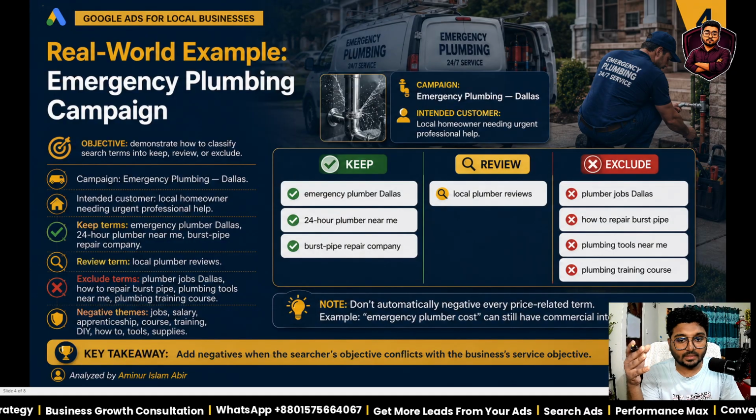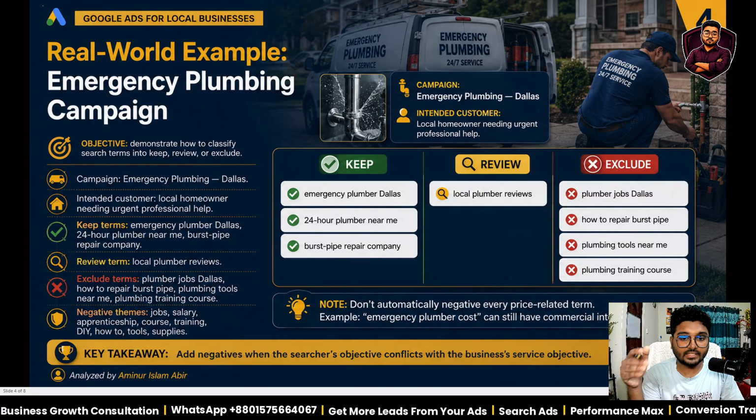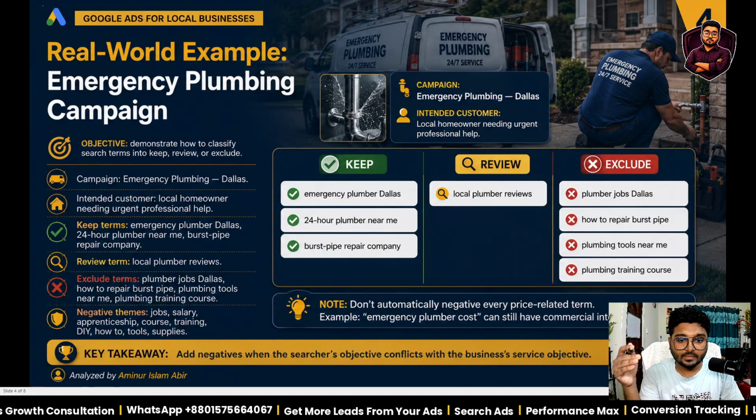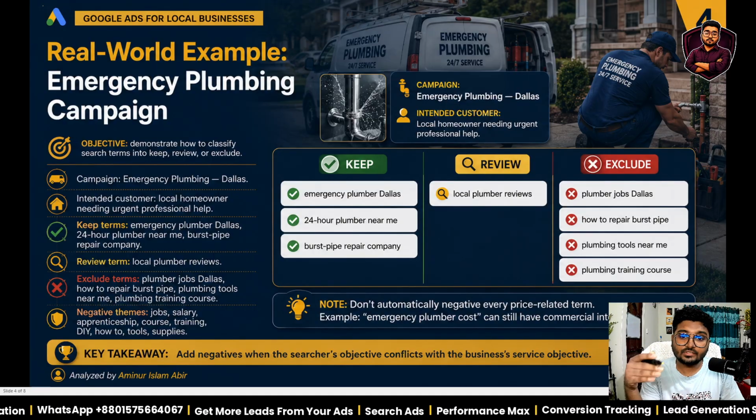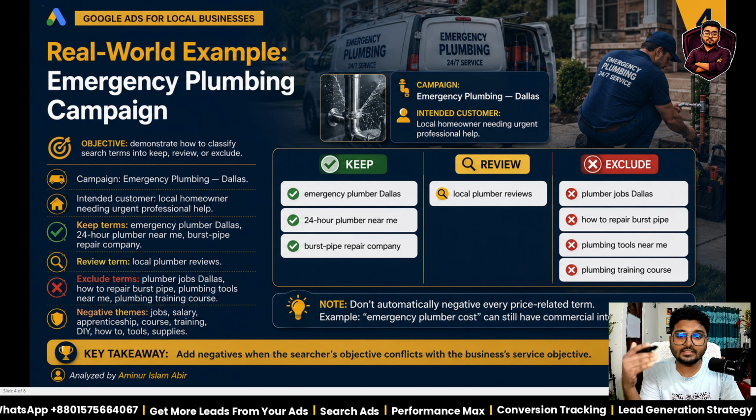"How to repair a burst pipe." This is DIY intent. Add as a negative. "Plumbing tool near me." This is product shopping intent. Add as a negative. "Plumbing training course." This is educational intent. Add as a negative.